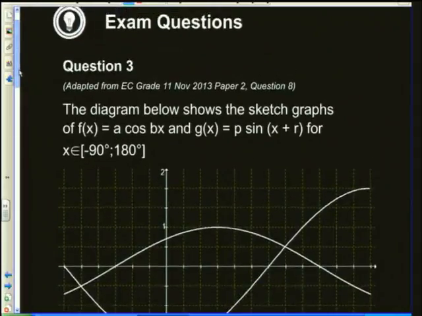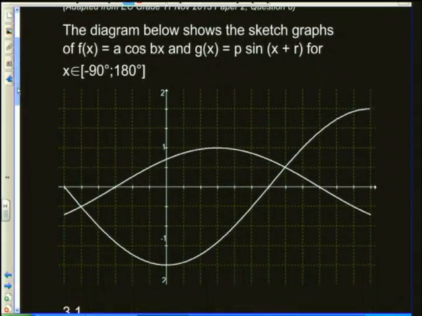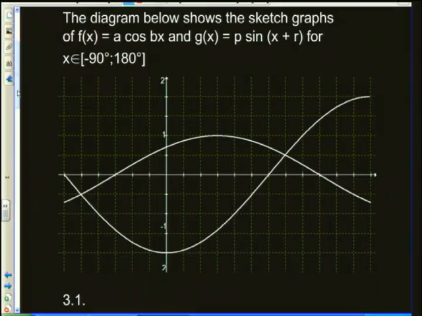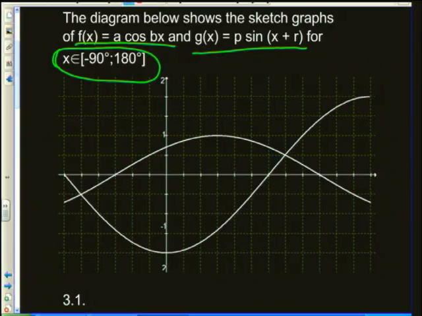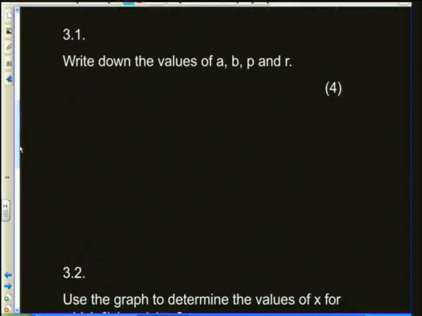Okay, we're moving right along to question 3. It says the diagram below shows the sketch graphs of f of x is equal to a cos bx, and we're also given a graph for g of x. And we're also given an interval, all right, which means that that value there should be negative 90, and then the one right on the end here should be positive 180 degrees. Right, so let's look at what they want us to answer then. 3.1, write down the values of A, B, P, and R.